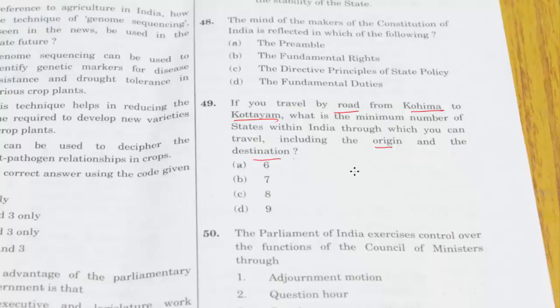Just stick to the eastern coastal side. After Andhra Pradesh it's Tamil Nadu, and also include Kerala, since we still have to narrow down to Tamil Nadu and Kerala. Clearly we have 7 states now including origin and destination. With that, option C and D are out.